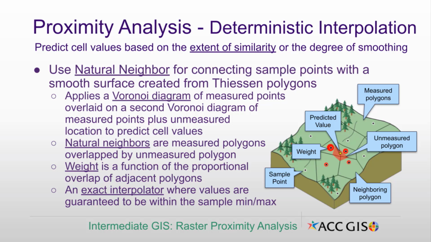Now, natural neighbors are measured polygons overlapped by the unmeasured Thiessen polygon. And weight is a function of the proportional overlap of adjacent polygons. So in the example on the right, you can see that the sample points to the northwest and the northeast have more influence on the predicted value of the yellow location than the sample points to the southwest and the southeast. Now, natural neighbor is an exact interpolator where values are guaranteed to be within the sample min-max values.